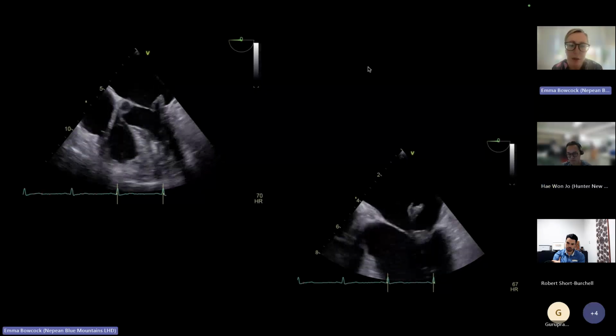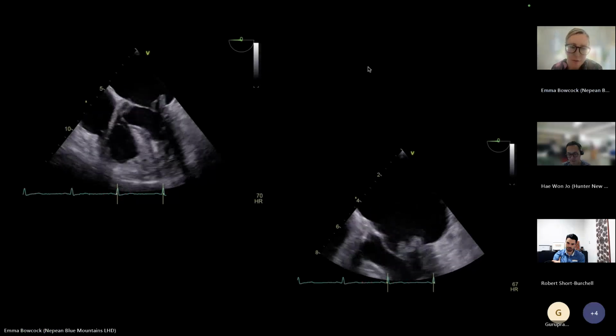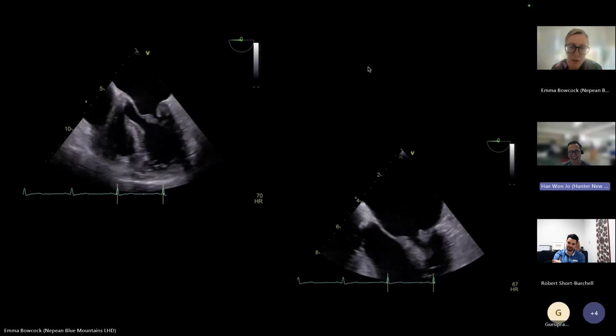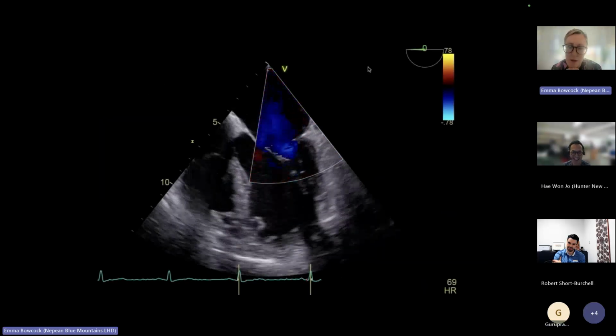In a 5-chamber, is it A2, P2? What else could it be? Gosh, I'll just be guessing, to be honest. Yeah, we can come back to that. No, that's okay. It's a bit tricky.